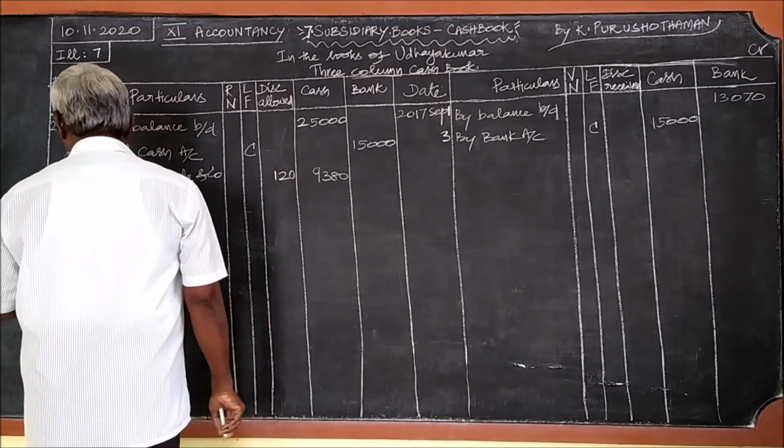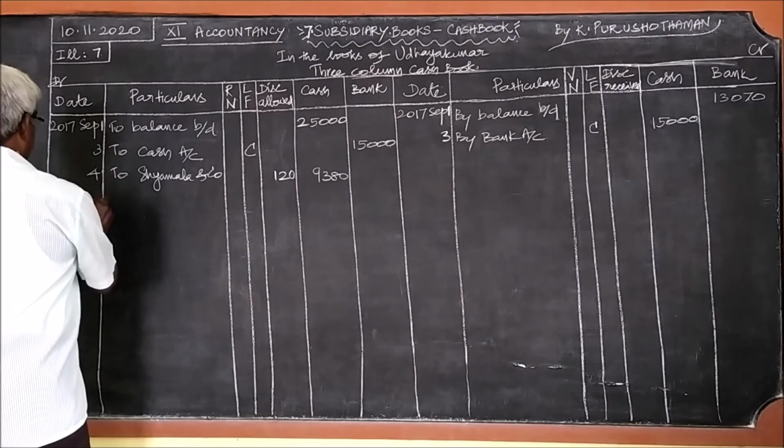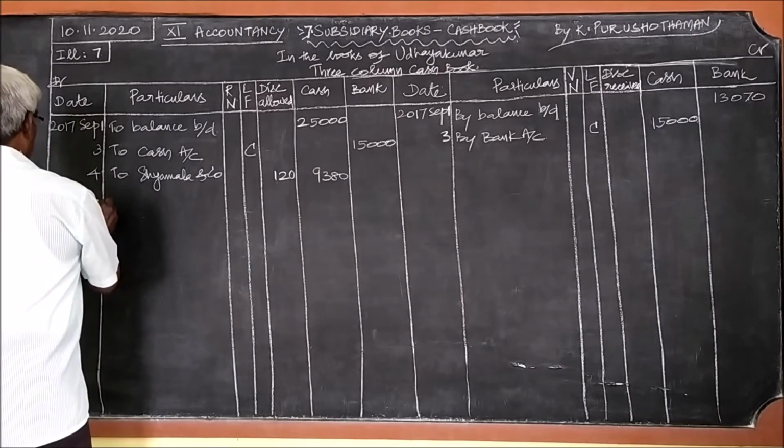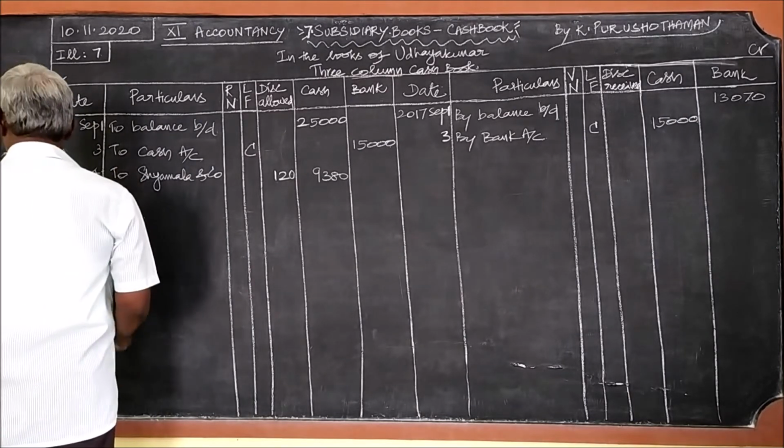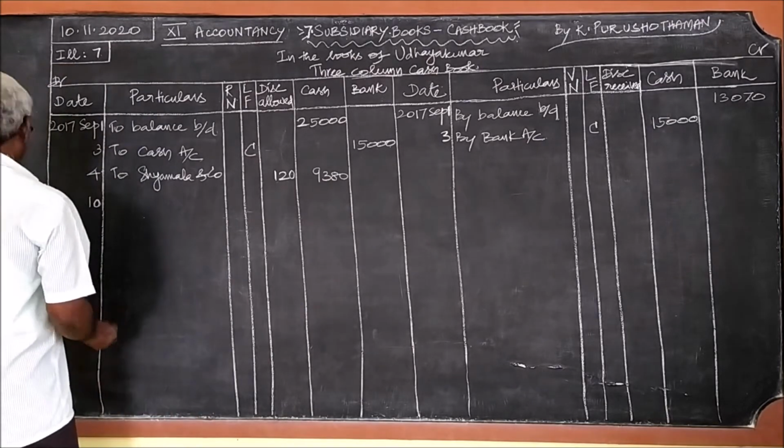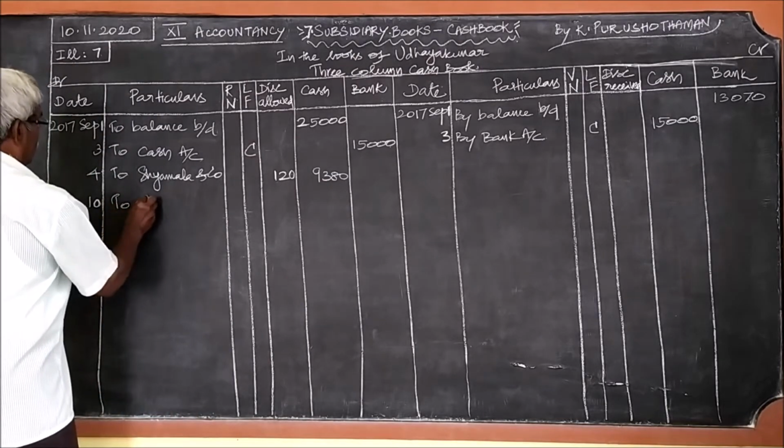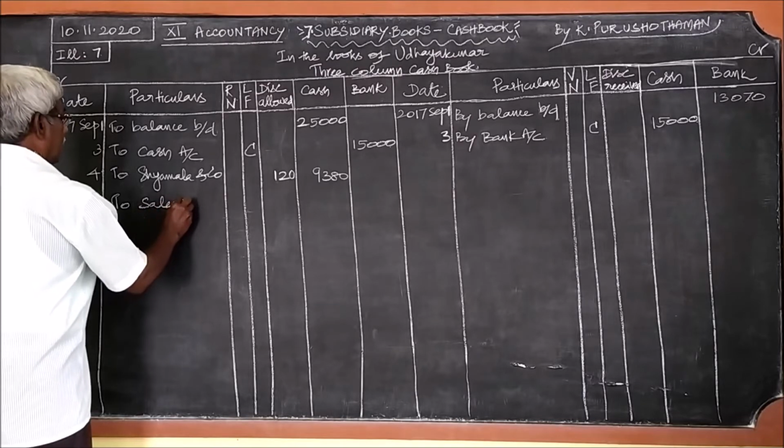Goods sold for cash on 10. When goods are sold for cash, cash is received. What is it? It is to sales account.